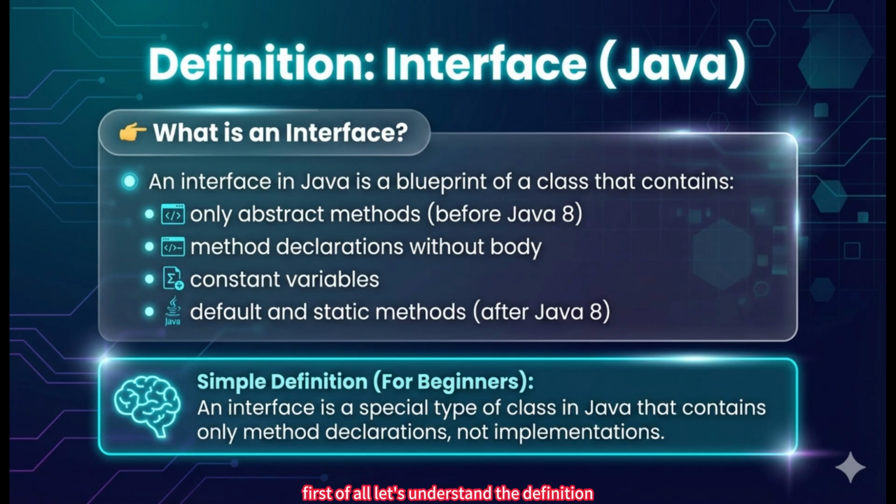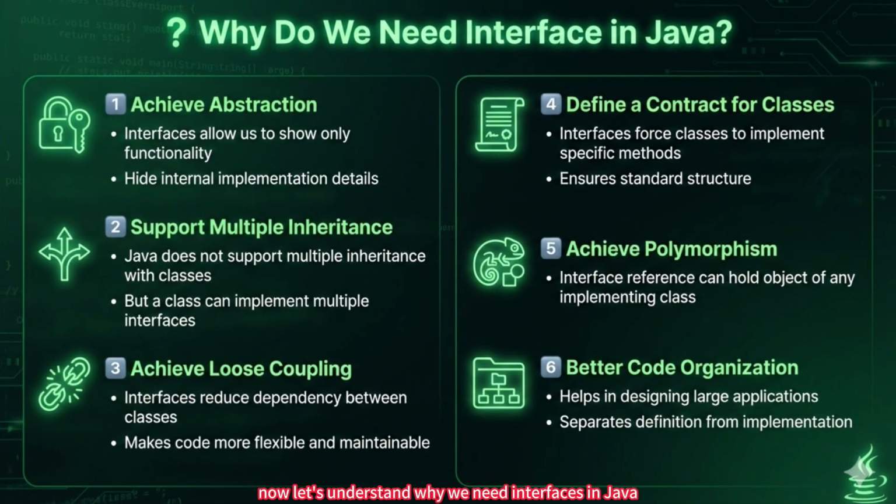First of all, let's understand the definition. An interface in Java is a blueprint of a class that contains only abstract methods before Java 8. Method declarations without body. Constant variables. Default and static methods after Java 8. In very simple words, an interface is a special type of class in Java that contains only method declarations, not implementations. Now, let's understand why we need interfaces in Java and what benefits they give us.